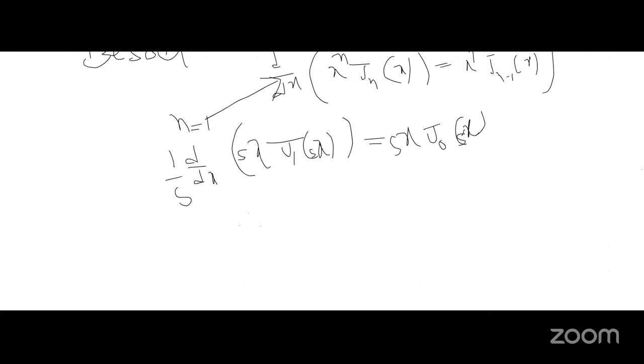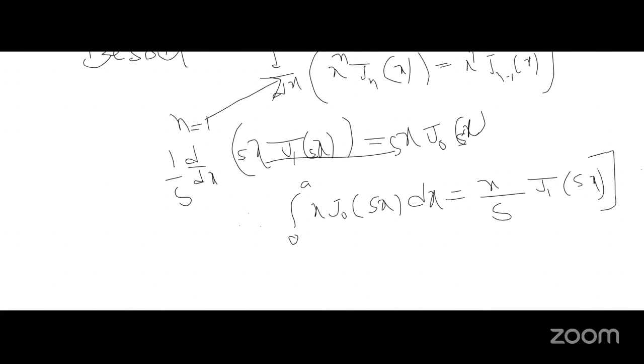the integral from 0 to a of x into J naught of s x into dx becomes x by s into J1 of s x, applying the limits 0 to a. So we get a by s into, when you substitute a in place of x, J1 of s a.